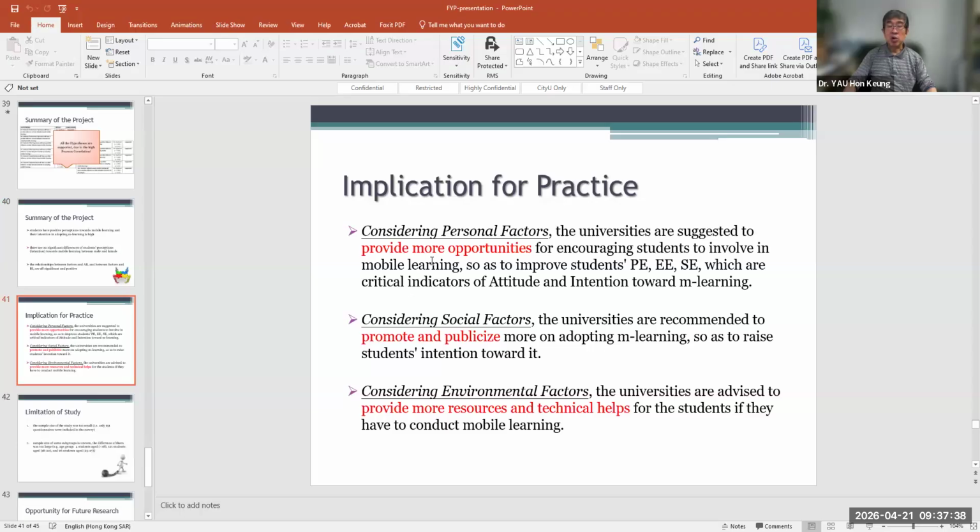Implication. Considering a personal factor, the university are subject to provide more opportunity for encouraging students to involve in the mobile learning. And social factor, the university are recommended to promote more on adopting mobile learning. Consider environmental factor and provide more resources and technical help for the student if they have to conduct mobile learning.